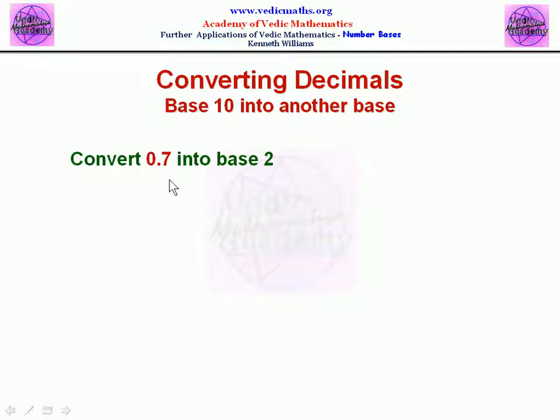So in base 2, for example, the position after the decimal point will be halves, and then quarters, eighths, and so on. And in base 3, the position after the decimal point would be thirds, and after that would be ninths, 27ths, and so on. So let's see about converting 0.7 into base 2.